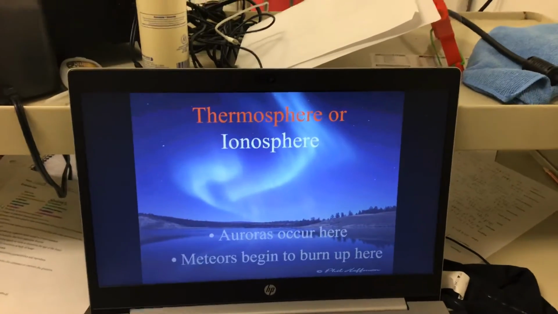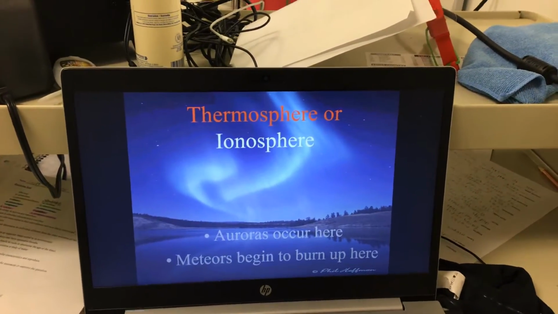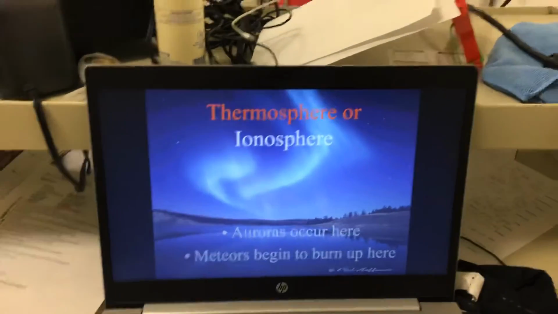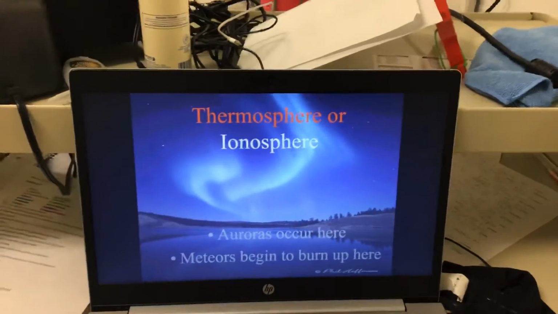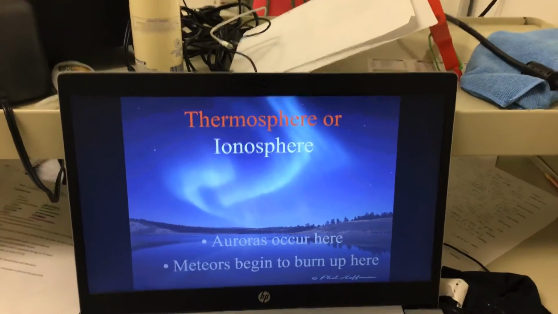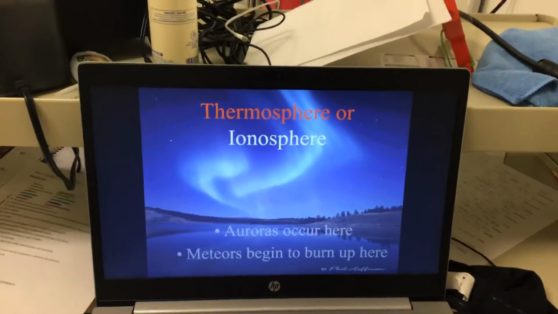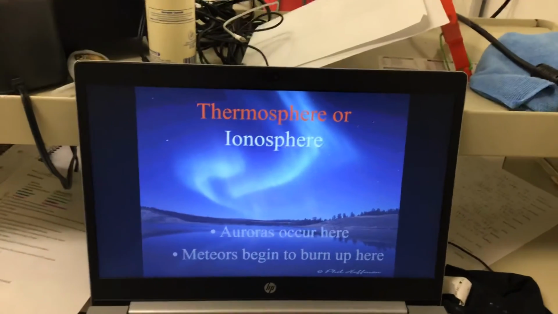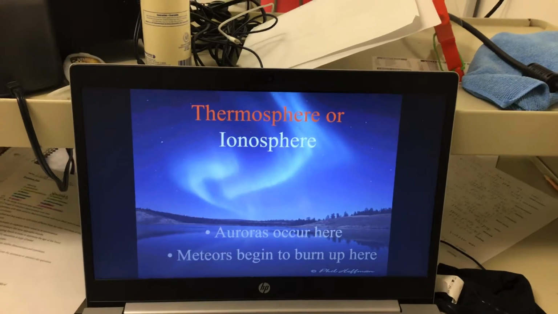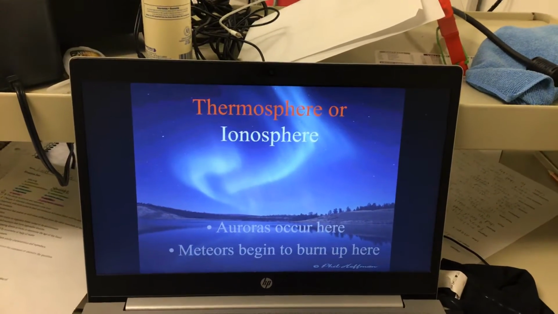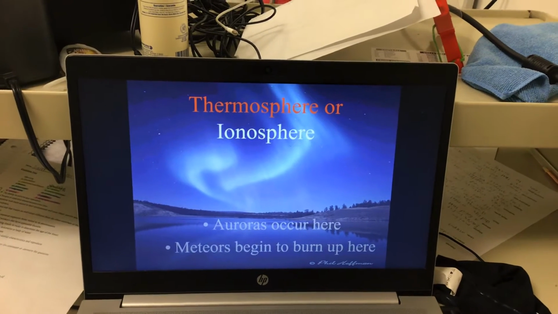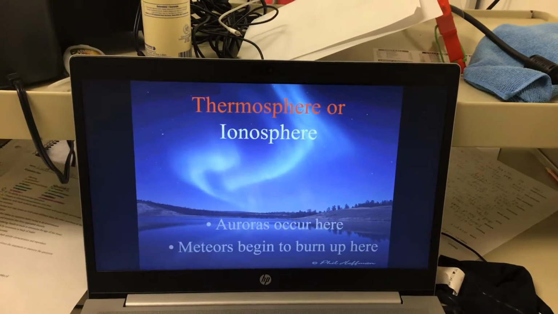The auroras is a fancy way of saying northern lights. Aurora borealis is the northern lights. Aurora australis is the southern lights. Okay? If you remember way back to chapter 2, we talked about ions. Those were atoms with a charge. So if it was a negatively charged ion, it had more electrons than it was supposed to. Or if it was positively charged, it had fewer electrons than it was supposed to.